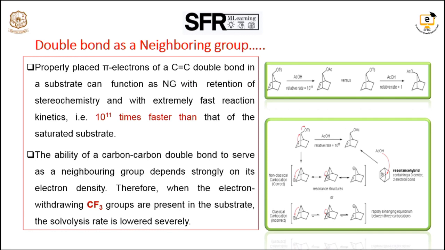The ability of the carbon-carbon double bond to serve as a neighboring group depends strongly on the electron density. See, if we are having a trifluoromethyl group, that is a highly electron withdrawing group, present in the substrate, the solvolysis rate is lowered severely.